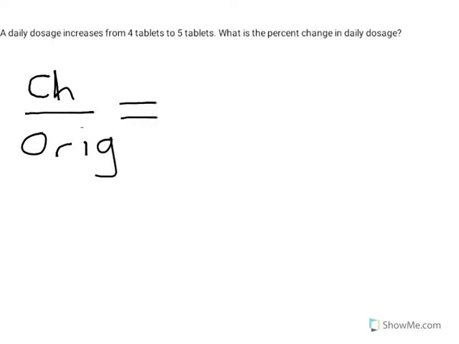Alright, so let's take a look at what this question says. We're changing from 4 tablets to 5 tablets. So how much of a change is that? Well, it's pretty obvious to see that it's 1, but in the long run, we're always going to want to subtract the small number from the big number. So 5 minus 4 is 1.